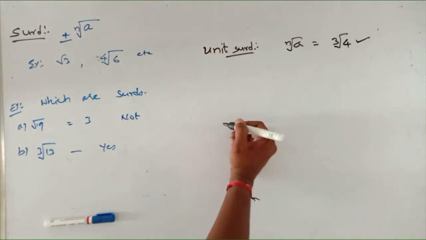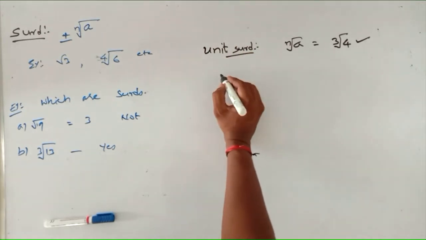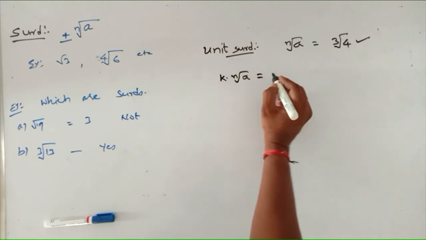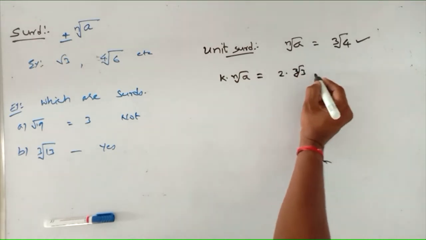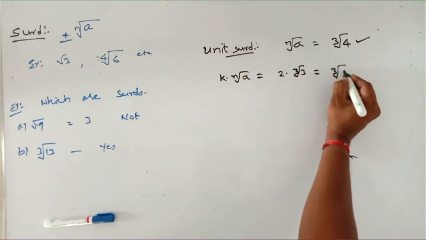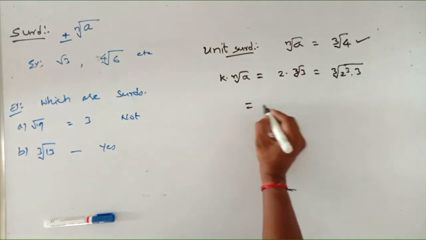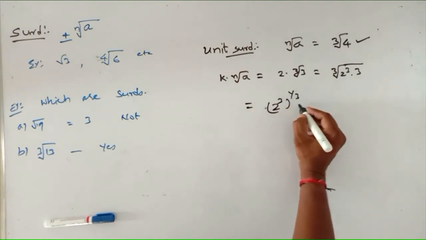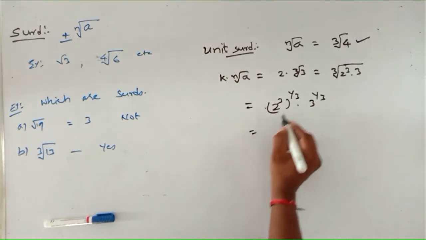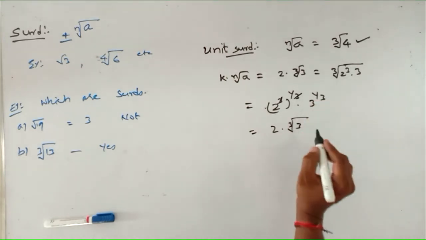And the next one is multiple surds. Multiple surds means it can be expressed in the form k into nth root of a. Example, I am taking 2 into cube root of 3, that I can expand into cube root of 2 to the power of 3 into 3. After simplification, 2 to the power of 3, cube root value is 1 by 3, into 3 to the power of 1 by 3. Now the 3 will cancel, then again 2 into cube root of 3. 3 to the power 1 by 3 is cube root of 3.